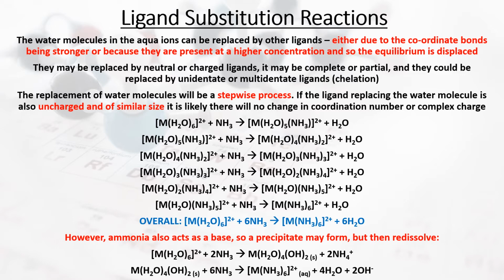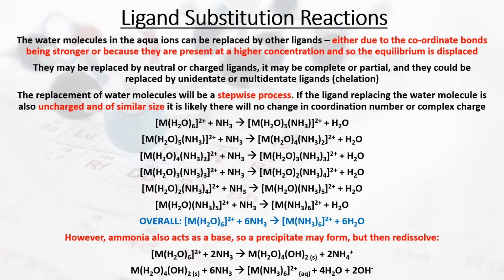Now, the replacement of water molecules will be a stepwise process. As we've seen when we've talked about our acid-base chemistry, we have this happening step by step. And so if the ligand that replaces the water molecule is also uncharged and of a similar size to the water molecule, it's likely that there'll be no change in coordination number. Remember that coordination number is our number of coordinate bonds, not the number of ligands. Or there'll be no change in the actual charge of the complex if they're also uncharged.